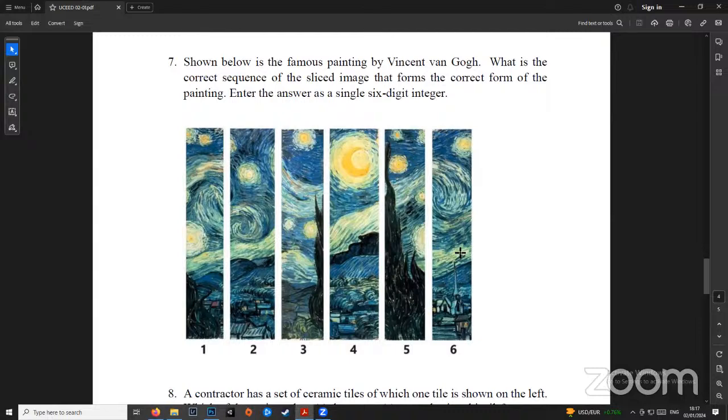So this is a very famous painting, everybody knows, by Vincent Van Gogh. So why don't you tell me what is the Starry Night, right? Starry Night. So what is the correct sequence of the painting is what you can tell me. Very simple, right? We just have to join them according to how we see the shape happening.